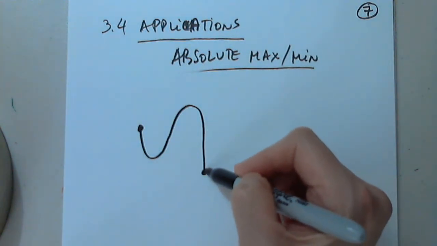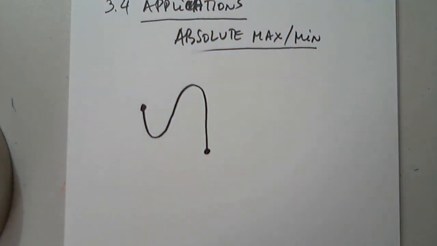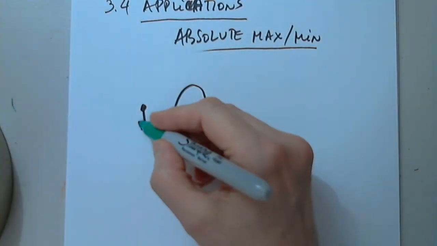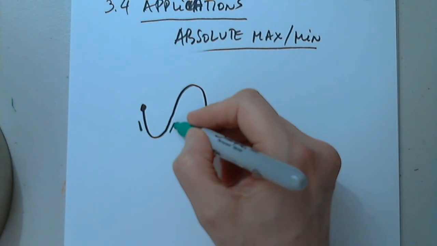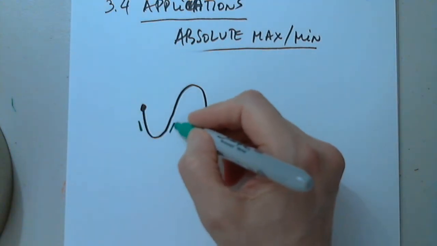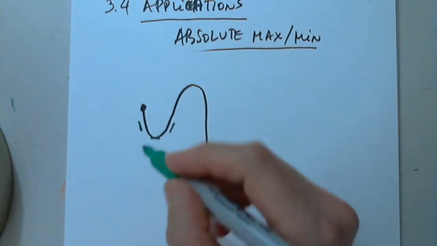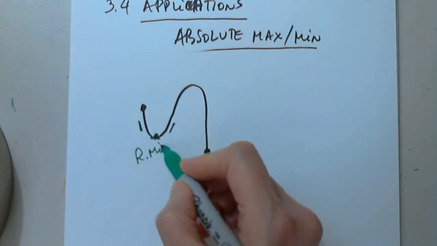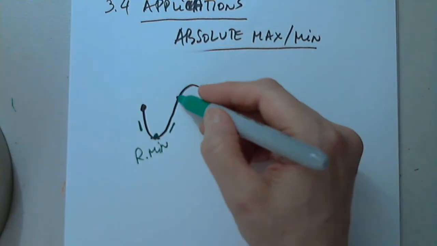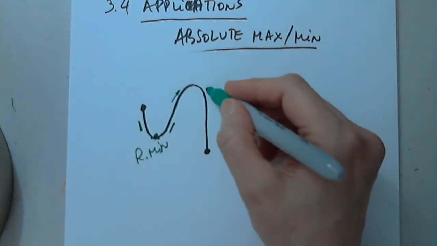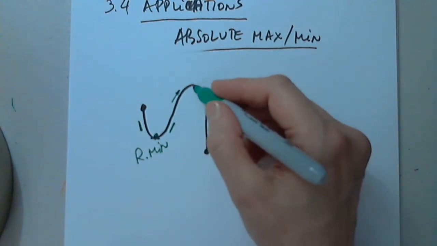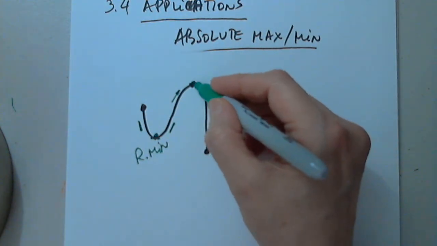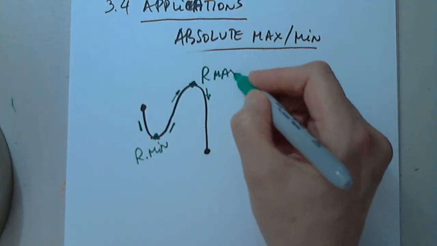As we know, the derivative here is negative, the derivative here is positive, because the slope is negative, the slope is positive, and here's 0. So we always called this a relative min. Same thing here. Derivative is positive, derivative is negative, the slope, of course, here is 0. We always call this a relative max.